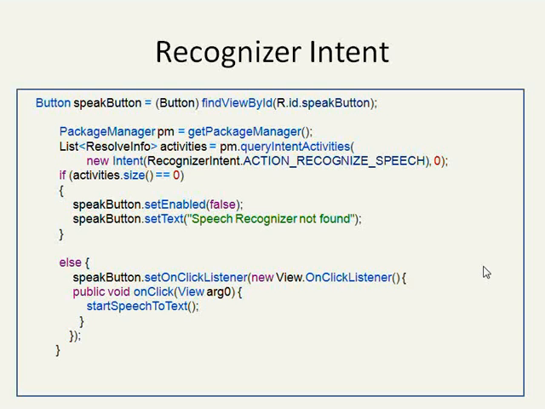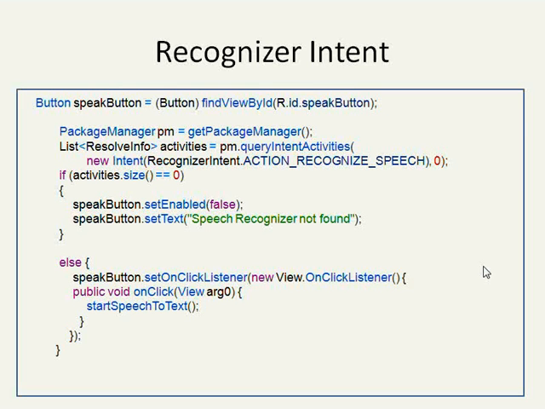Here the second line is used to instantiate the object of the PackageManager class, and after having this instance you are going to query which applications currently installed on your Android device can give this type of service. You will get the list of those applications or services, the list of those activities. After getting this list of activities, you are going to check that if no activities are installed, you will not enable the speak button.